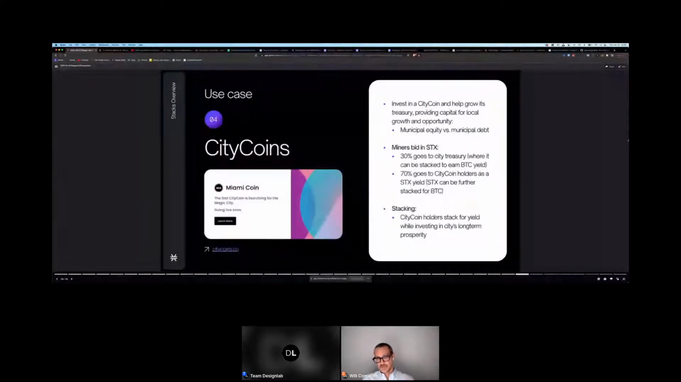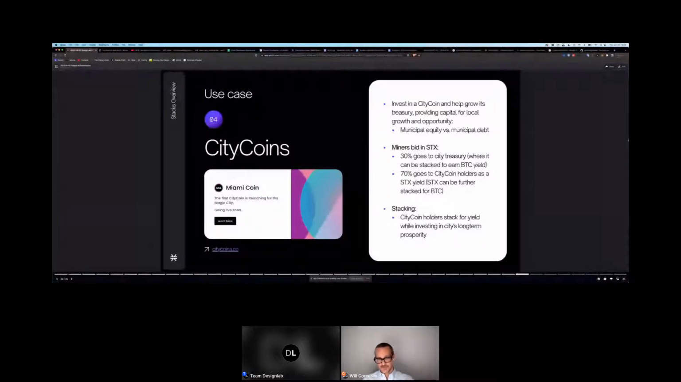There's also derivatives of Stacks. One of them is called CityCoins. Just like you can spend Bitcoin to mine Stacks, you can spend Stacks to mine CityCoins. CityCoins is really like taking local governance and local municipal bonds and funding of different local efforts and really trying to bring that into the Web3 era and decentralized era.